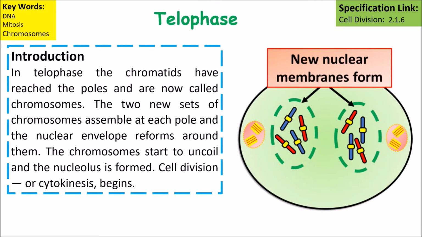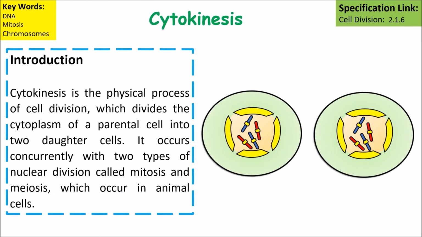In telophase, the chromatids have reached the poles and are now called chromosomes. The two new sets of chromosomes assemble at each pole and a nuclear envelope reforms around each set. So this allows cytokinesis to begin. And finally, cytokinesis is the physical dividing of the cell into two genetically identical daughter cells.